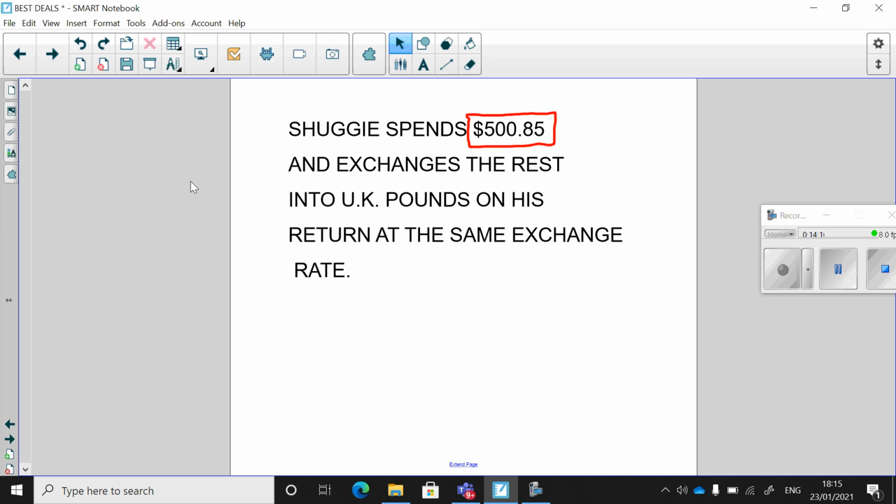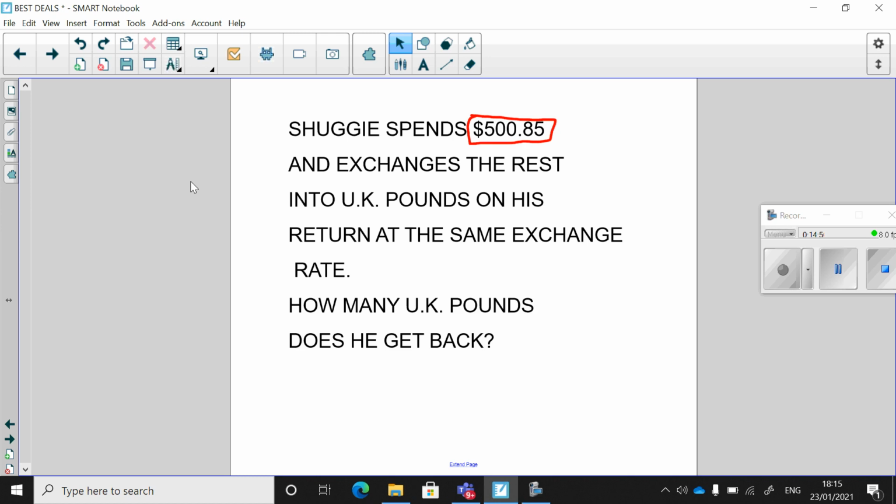Oh, what it's saying here. Shuggy spends that amount of money there, $500.85, and because he doesn't want to spend all his money just in case it's charging $30 for a burger or a biscuit or a bottle of juice at the airport. So he wants to change what he's got left when he gets home. So how much does he get back in UK pounds?